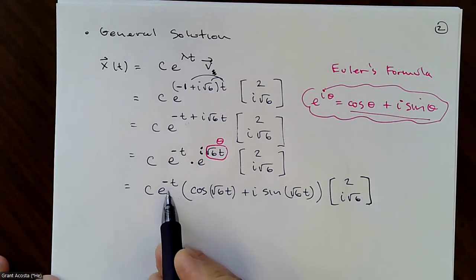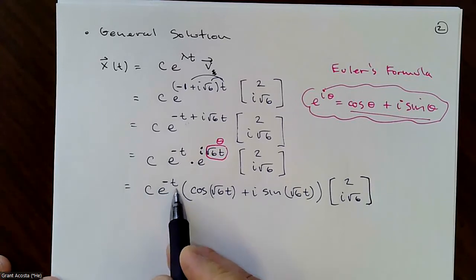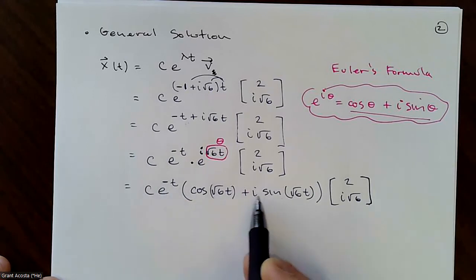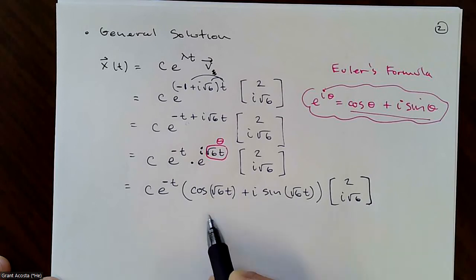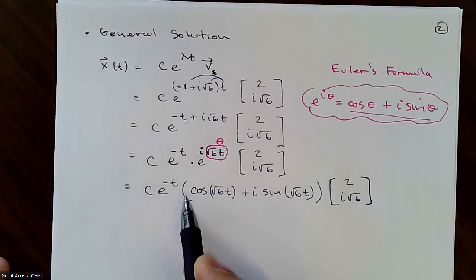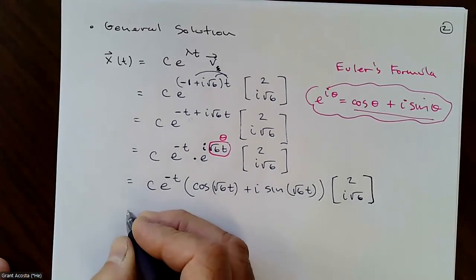But I guess what it made me think of is that we can now see why this would be a stable spiral. This is going to get smaller as t gets bigger. And now that we've introduced sine and cosine, that's going to cause spiraling action, right? Because sine and cosine create waves. Anyhow, keep going here.